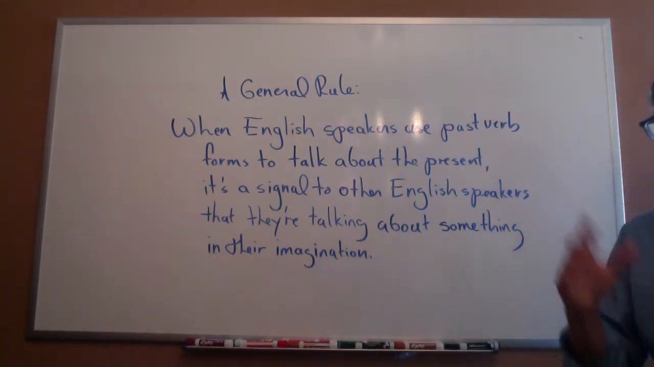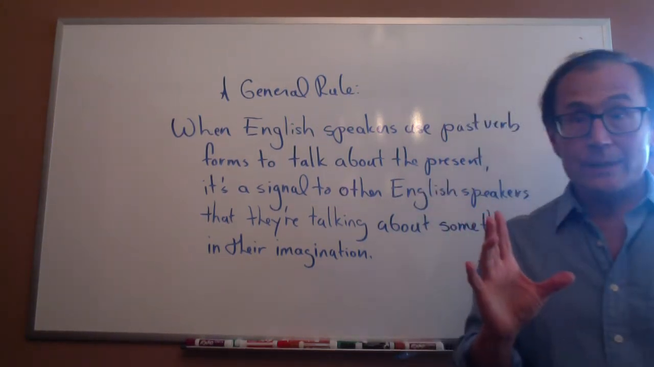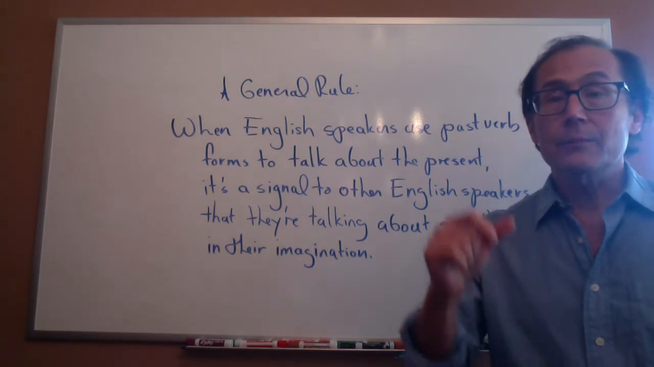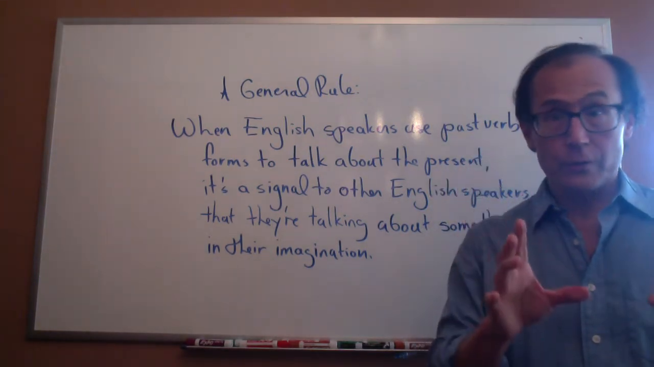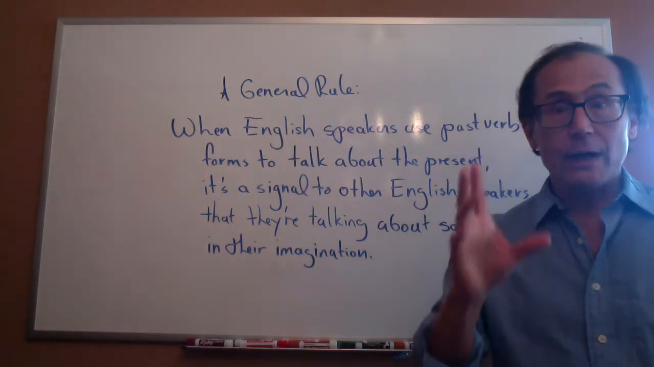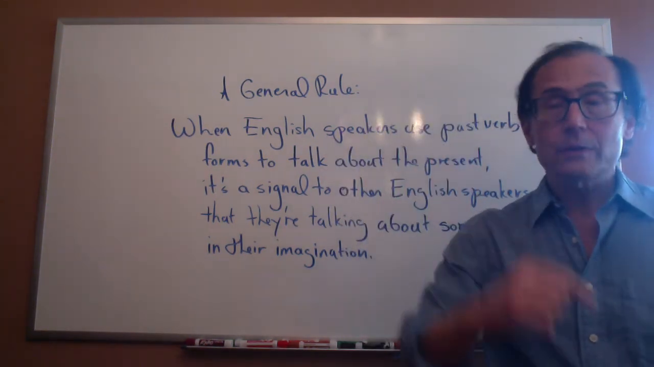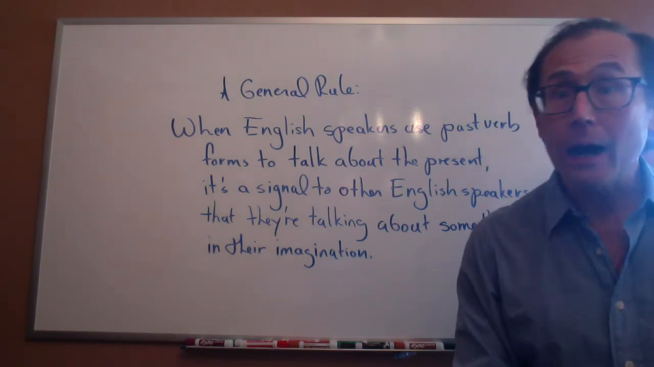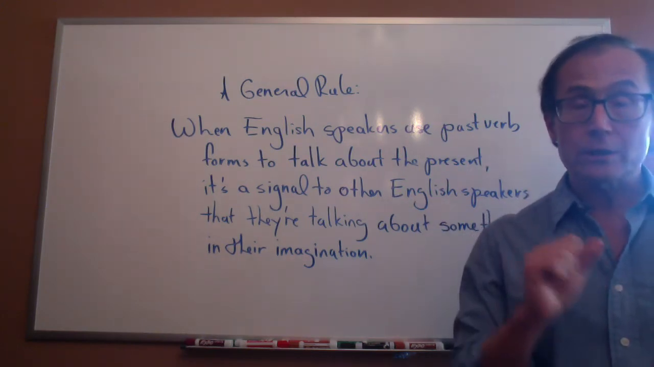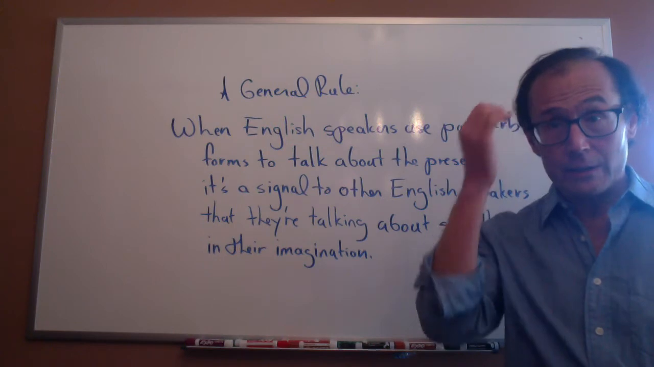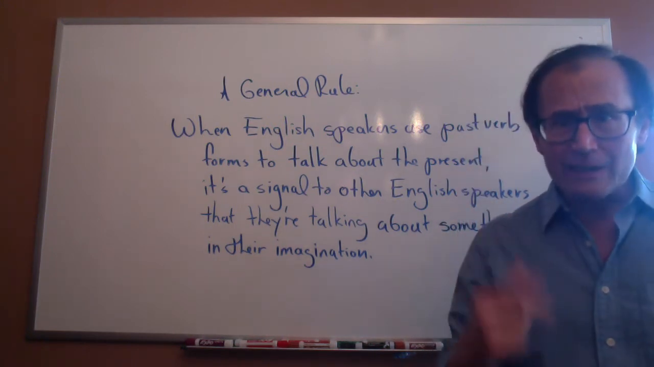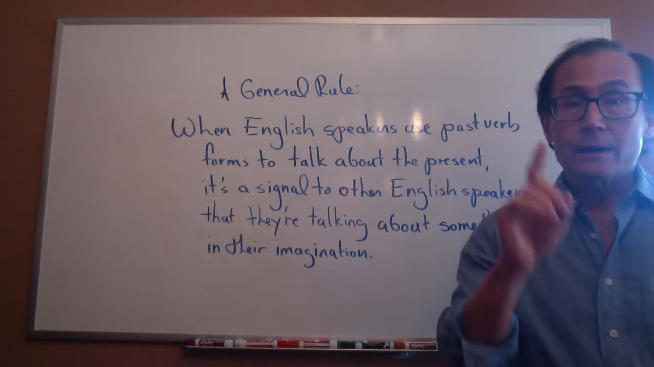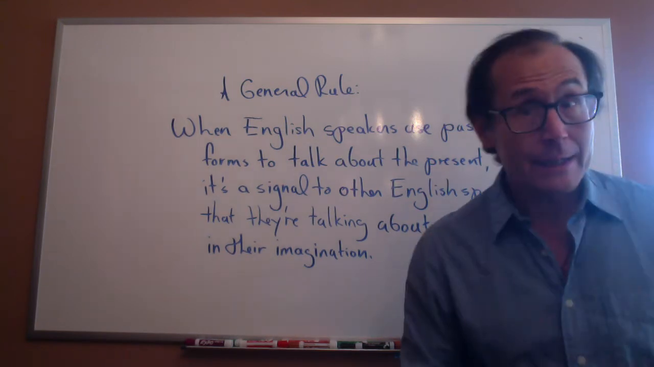So what that means is, if I'm an English speaker and I'm using a past verb to describe something that's happening now, that's a signal. I'm letting you know I'm talking about my imagination. I'm not talking about something real. Now that's kind of hard to understand without an example. So let me give you an example.